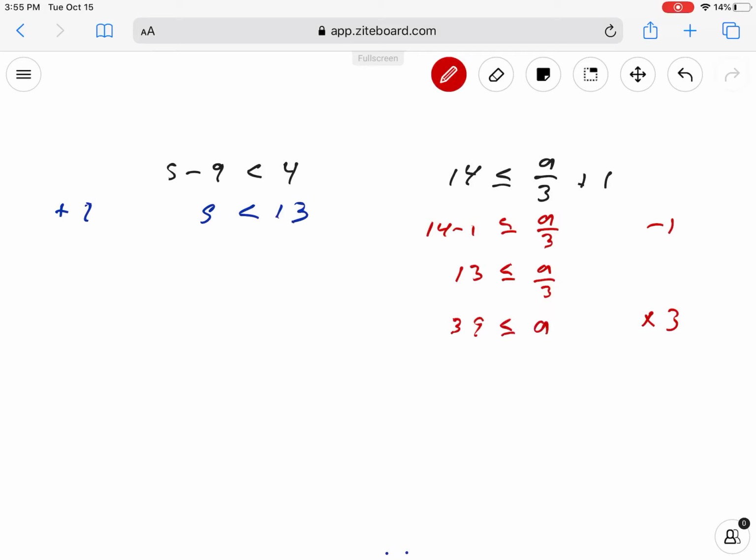If I just flip everything around, you could write it as a is greater than or equal to 39. Just make sure you're pointing at the same number. Okay? And since it's or equal to, I would put a solid dot at 39, and then shade everything bigger than 39.